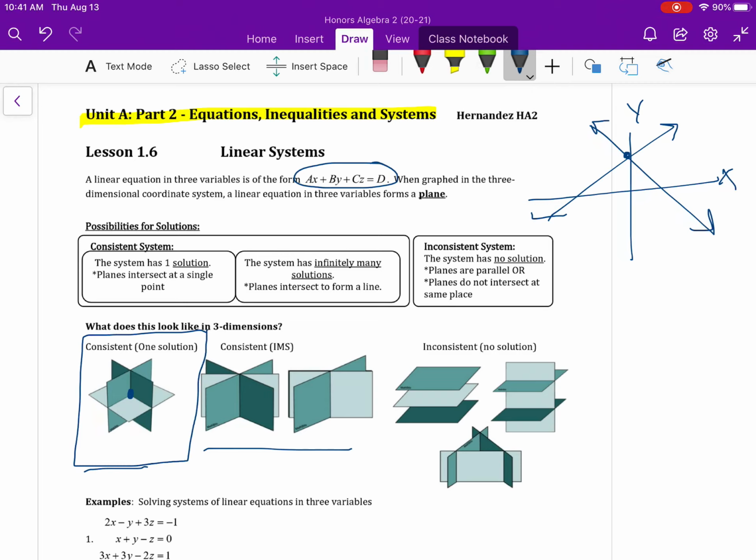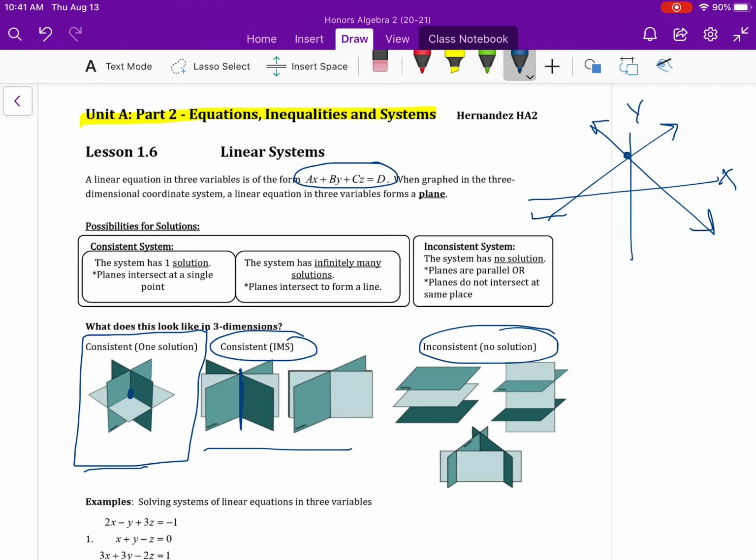Those are called consistent, right? Because they have one single point where they all meet. Now, this is also called consistent, but there's infinitely many points. You can see that these three planes actually touch each other in a line, right? So there's infinitely many places where they intersect, but it's in a line.